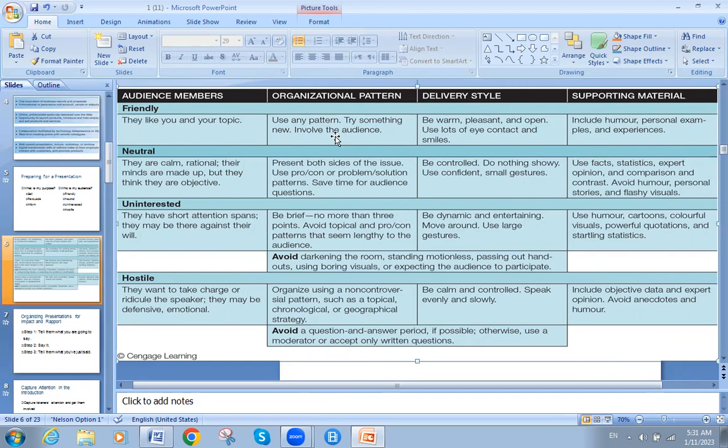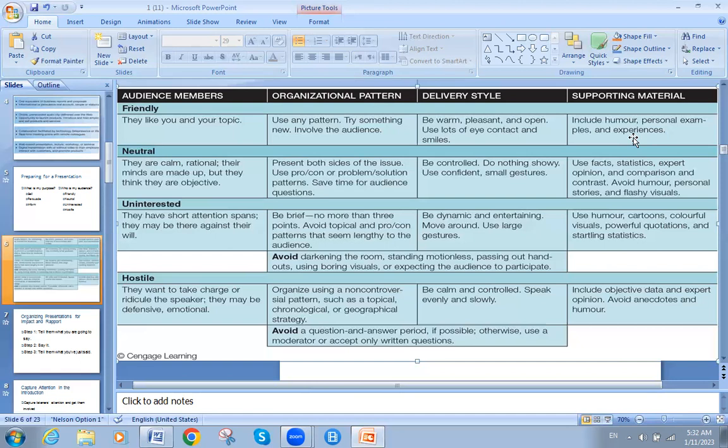So here it's an organizational pattern. Delivery style: be warm, pleasant, and open. Use lots of eye contact and smiles while you are delivering your presentation. Supporting material includes humor, personal examples, and experiences. So you will use humor, personal examples, and experiences while you're doing the presentation.